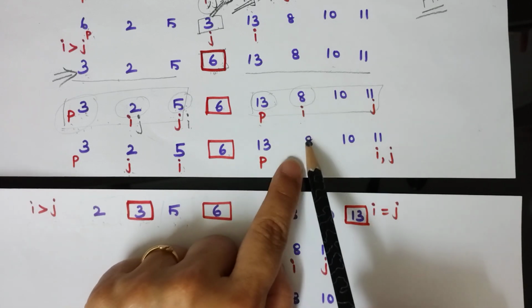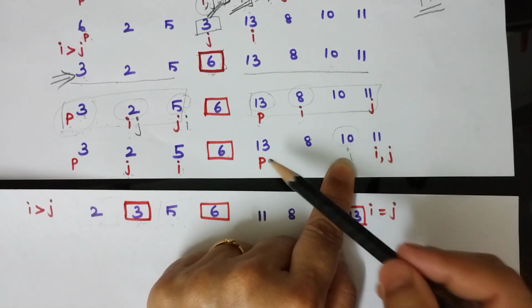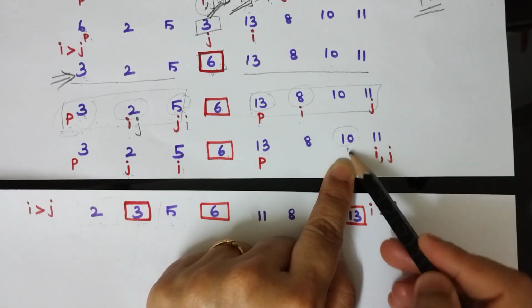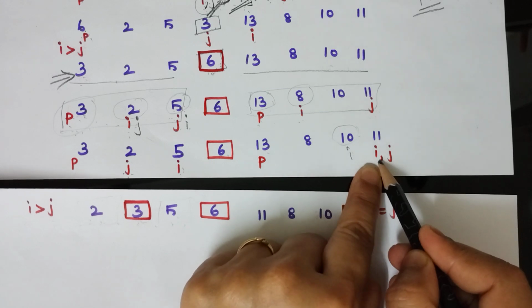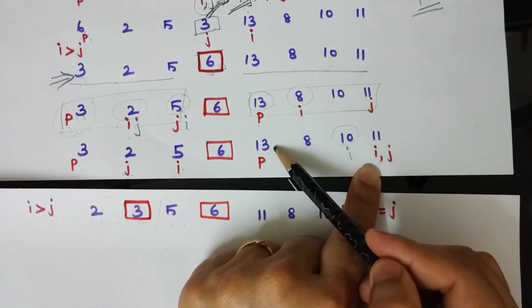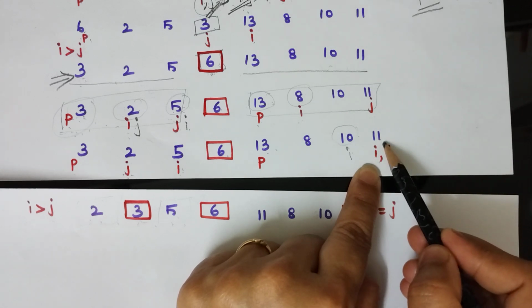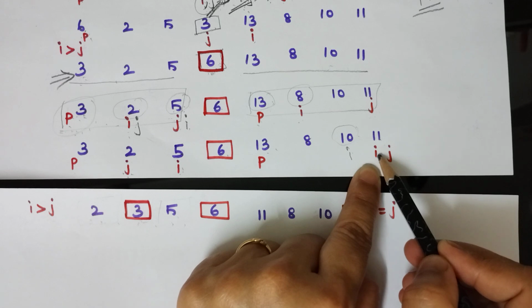Yes, it is true. If it is true, increment the value of i. Again, a of i is lesser than pivot. Yes, it is true. Again, increment the value of i. Now i is here. Again, check the condition. 11 is less than 13. Yes, it is true. But you cannot increment i now because this is the end of your array. So you just fix i here.